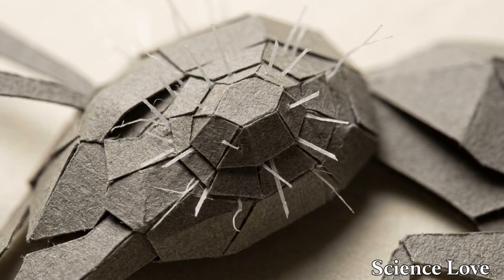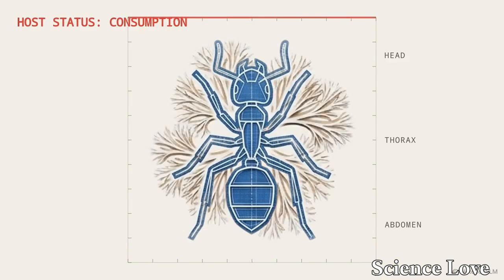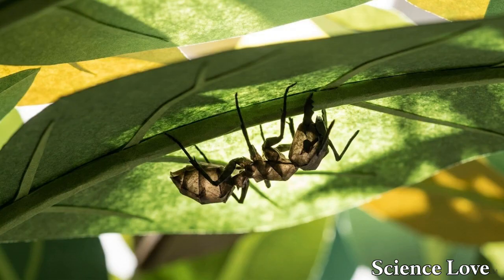With the host securely anchored, the fungus no longer needs it alive. It begins to systematically consume the ant's internal organs for fuel. The ant's final action isn't an act of survival, but a forced labor to provide the structural foundation for its killer's final weapon. The ant remains suspended like a trophy, a hollowed-out shell fixed to the underside of the leaf.